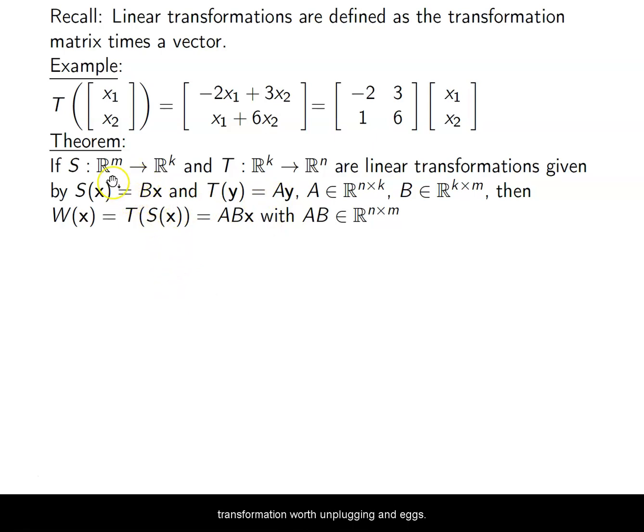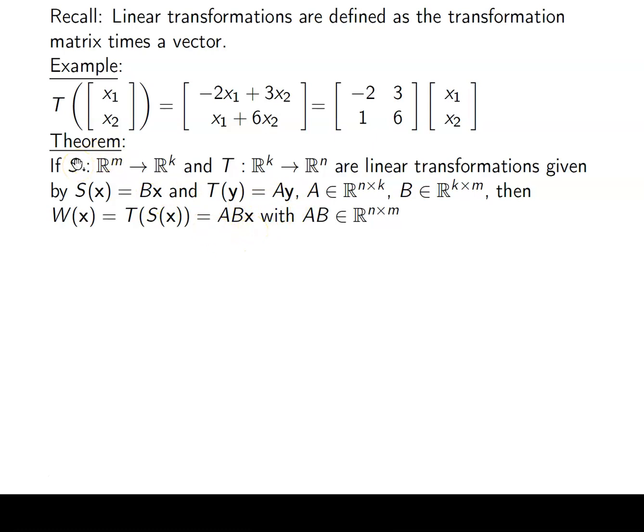Remember how a transformation works. I'm plugging in X, so X gets multiplied on the right side, and your transformation matrix is on the left. So if I'm plugging this into this, if B of X is actually my Y, then I have Y as B of X. So that'll be A times my Y, or A times B of X. That's how you want to think about it.